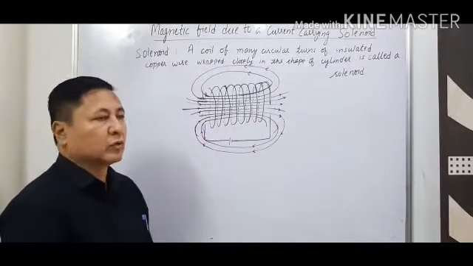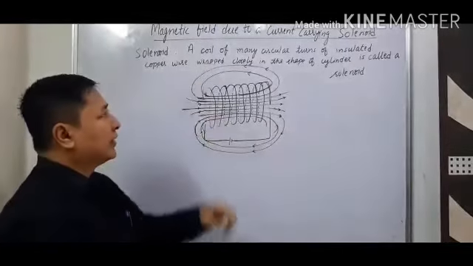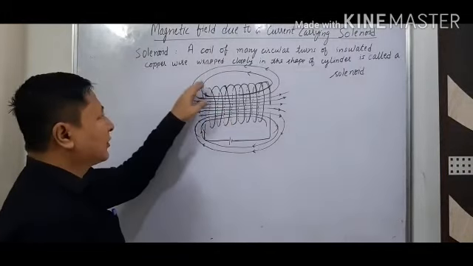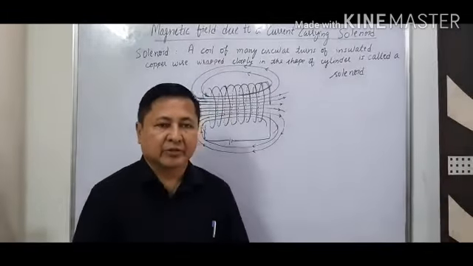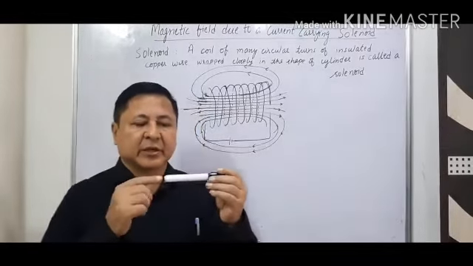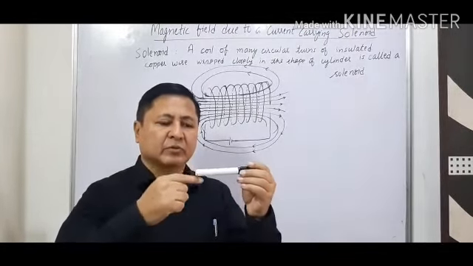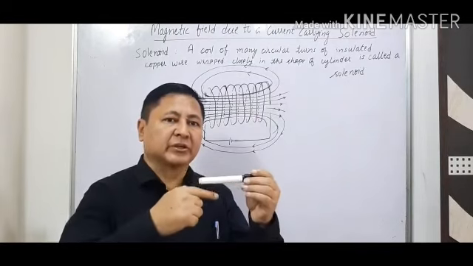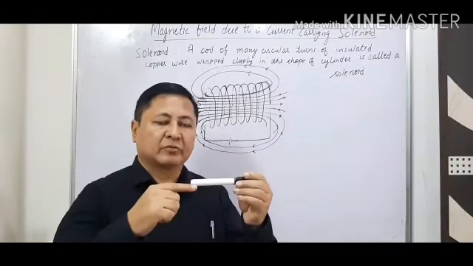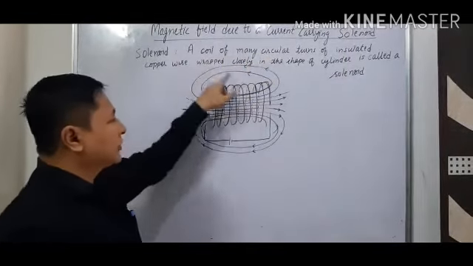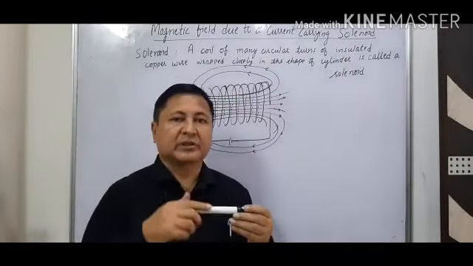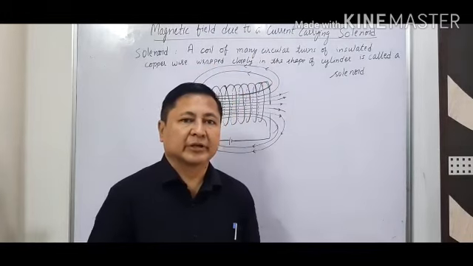First we should know what a solenoid is. A coil of many circular turns of insulated copper wire wrapped closely in the shape of a cylinder is called a solenoid. This is a cylindrical object. If I take a large number of circular turns of insulated copper wire wrapped around a cylindrical object, this is known as a solenoid.